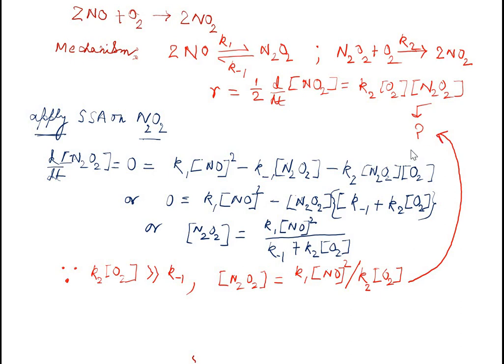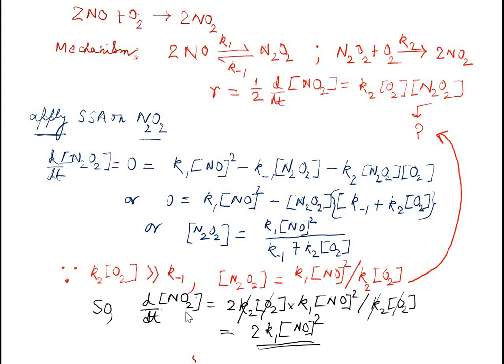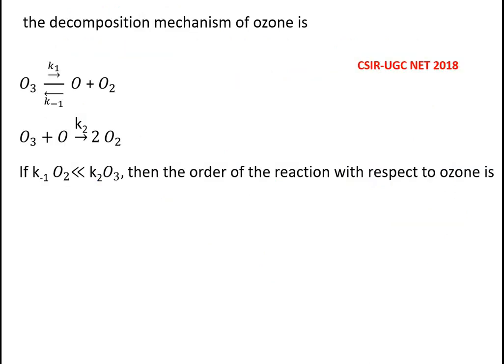Now once you get this N2O2, then you can get R to be 2 into K2O2 and N2O2 from here. So finally you get d/dt of NO2 is 2 into this. So finally you get the answer to be K1 NO square. Okay, that is one of the options given in the question.